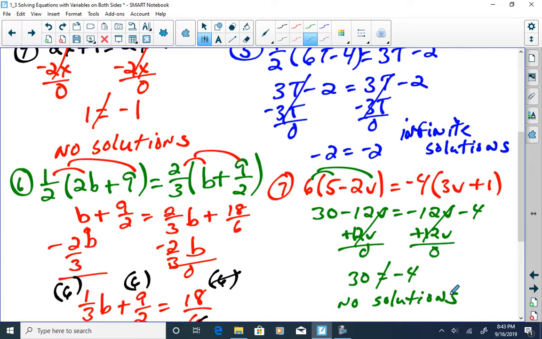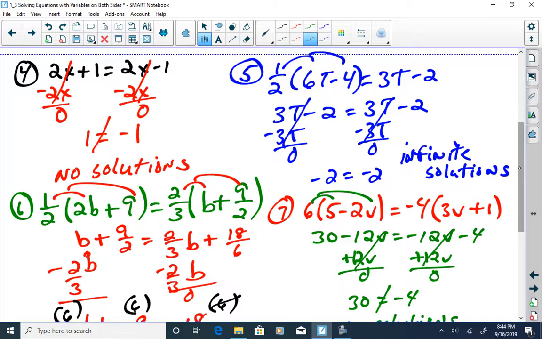All right, so we've done a bunch of problems here. A couple of key things to take away. First, when you have equations where you have variables on both sides, you can have one of three situations. You can have one solution, like we do in example 6. We can have infinite solutions, like we do in example 5, or we can have no solutions, like we do in examples 4 and 7.